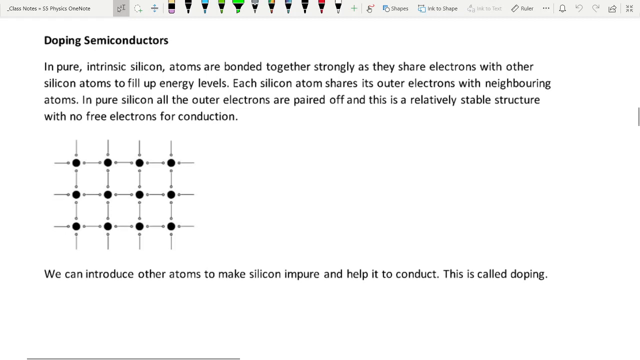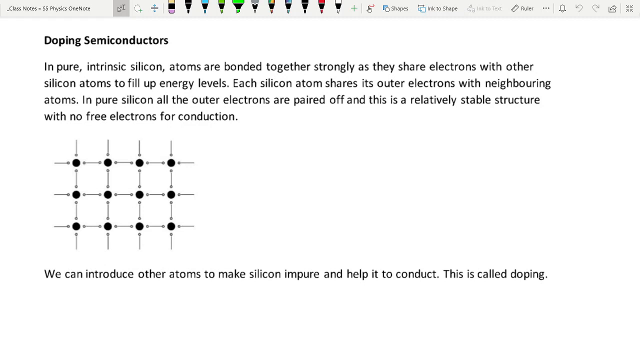So pure silicon, we call it intrinsic silicon, which means just pure. The atoms are bonded together strongly. So each atom has 4 electrons around the outside, and each one of those electrons forms a bond with another electron on the outside of another atom. So they all form this very stable structure. Okay, so atoms are bonded together strongly as they share electrons with other silicon atoms to fill up energy levels.